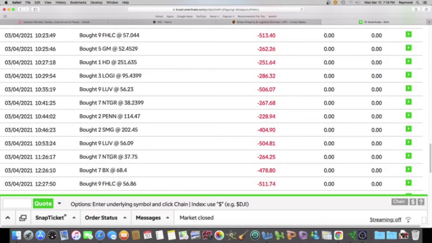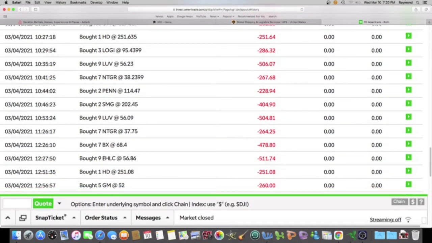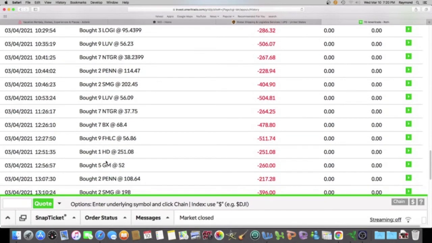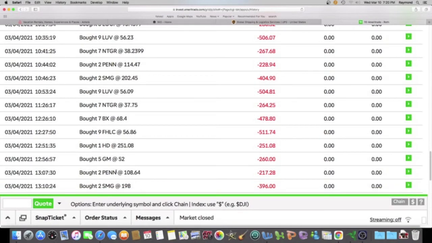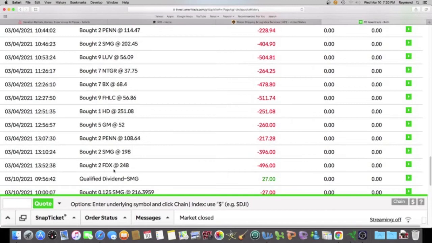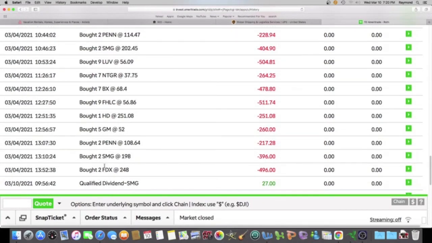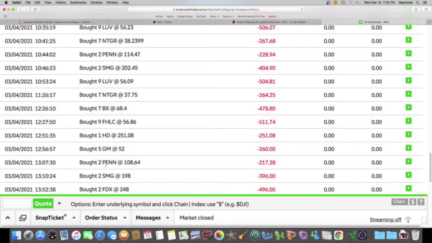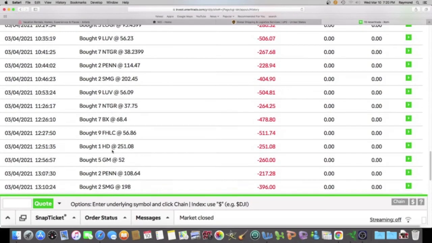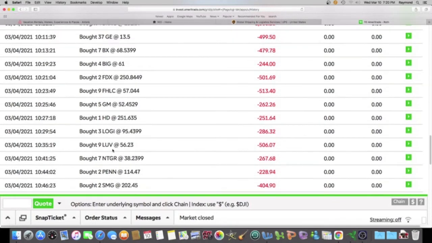Decided to grab even more Netgear, more BX, more FHLC, this is the Fidelity ETF. More Home Depot, more GM, more Penn National Gaming, more Scott's Miracle-Gro, more FedEx. So as you can see, I was buying the same stock over multiple days. And the reason I do that, you never know which way the market is going to go. You don't know if it's going up or down, so you kind of want to average it out. I knew I wanted to buy several shares, and I just broke it down into maybe two or three, maybe even four buys over a number of days. Good practice. So let's look at what I sold.